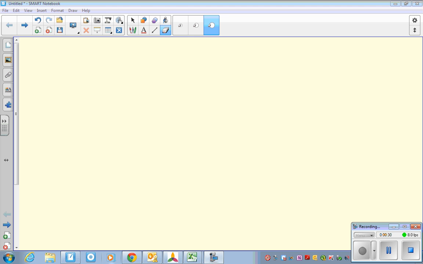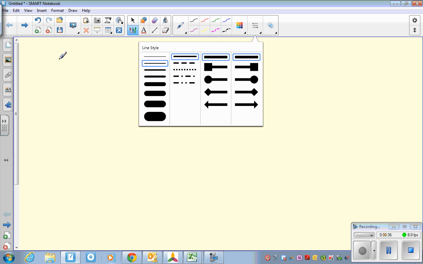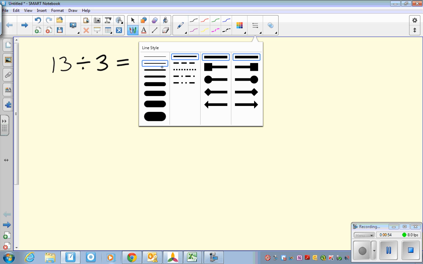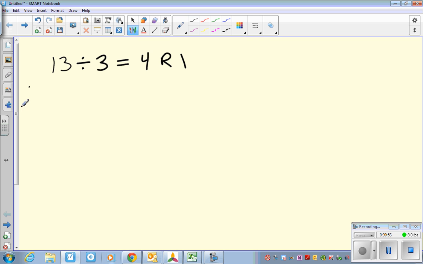To show you what I mean, before you guys knew about fractions and decimals, you would solve problems like this. 13 divided by 3, for example, would equal 4 with a remainder of 1. So it goes in 4 times, but you have 1 left over. This was way before you knew how to do fractions or decimals. And you actually did this by long division.